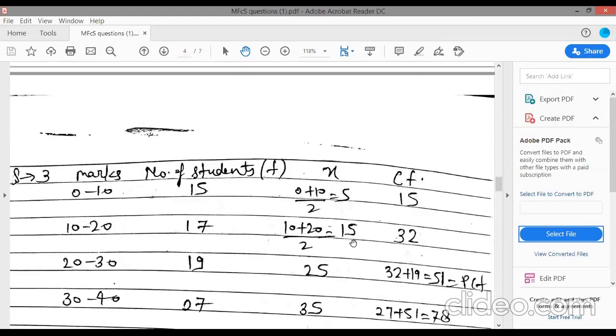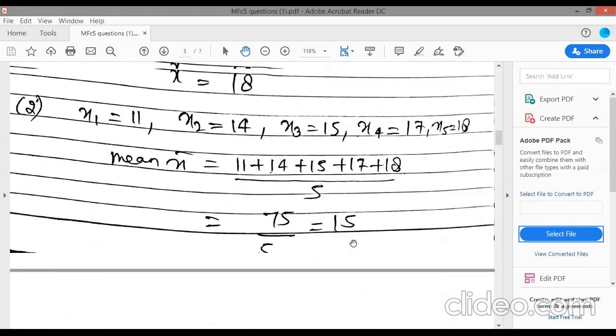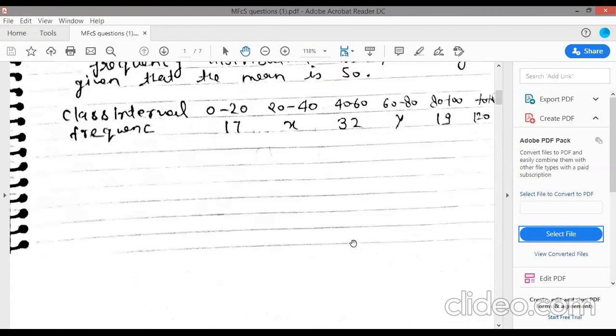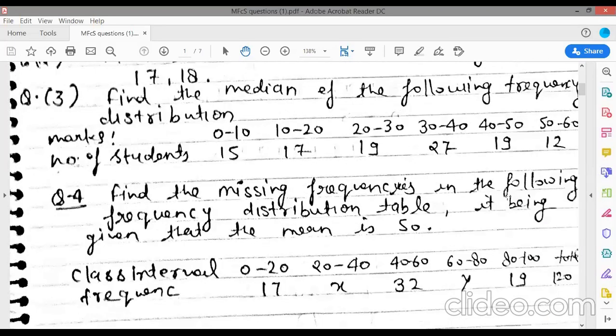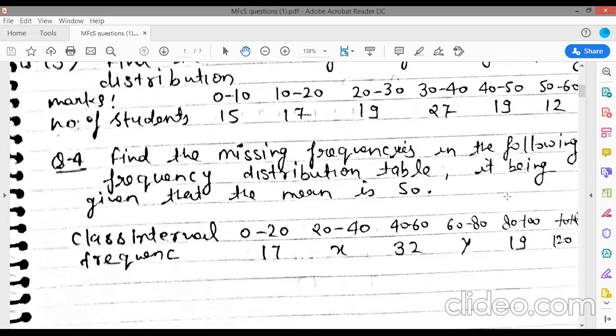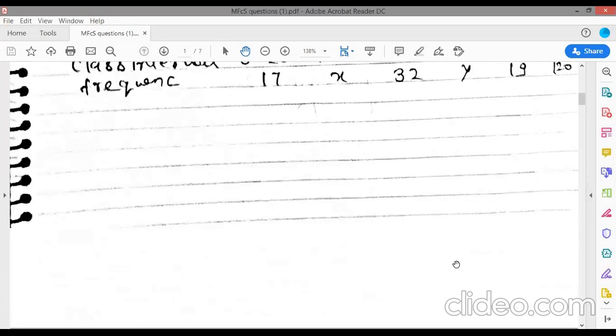Now fourth question is given. Fourth question: find the missing frequencies in the following distribution table, it being given that the mean is 50. So your class interval is given and total number of frequencies is given. So 0 to 20, 20 to 40, and so on, 80 to 100, and frequency 17, x, 32, y, 19, and total is given 120. So there are two frequencies, x and y, missing.